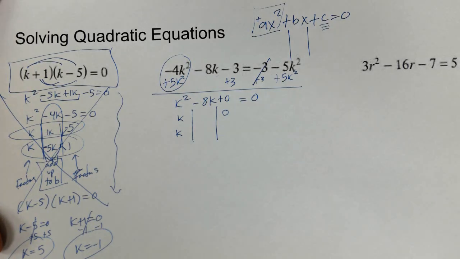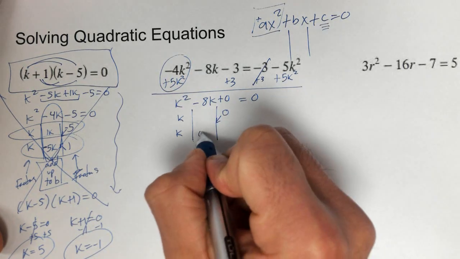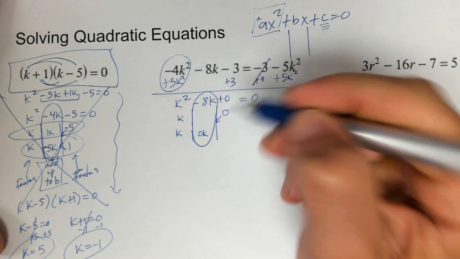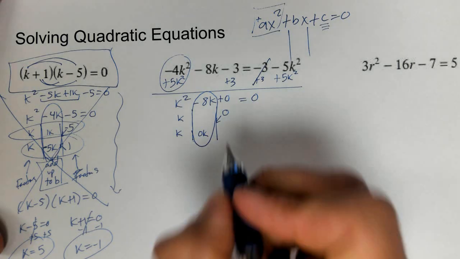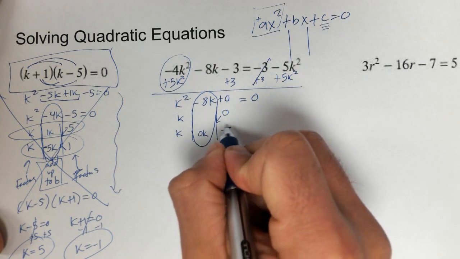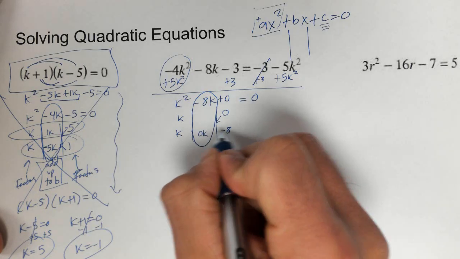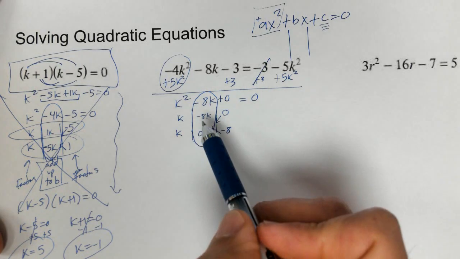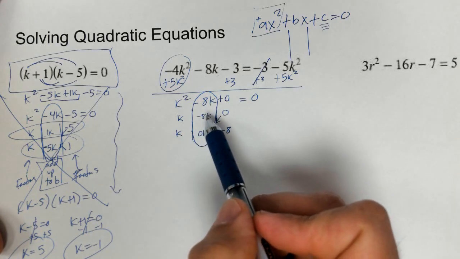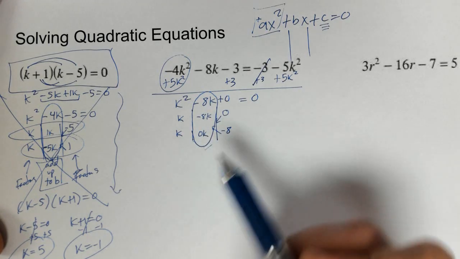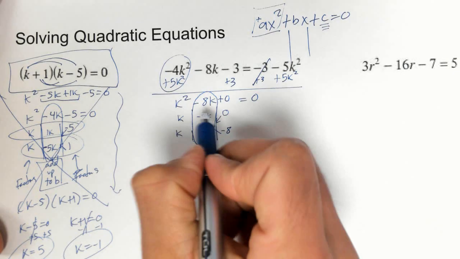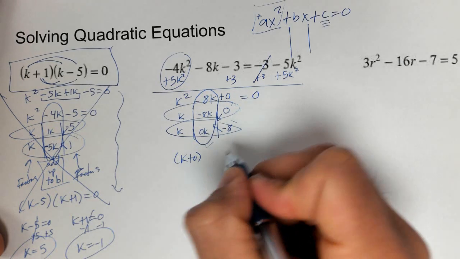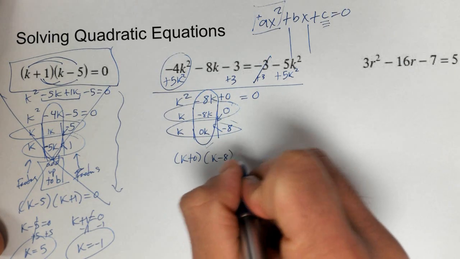So what should I multiply by so that when I cross multiply, here in the middle, I get negative 8k? Well, I can multiply it by negative 8. Again, anything times 0 is 0. So negative 8 times k is negative 8k. Does this give me negative 8? Negative 8 plus 0? You bet. So what are my factors? k plus 0 and k minus 8.